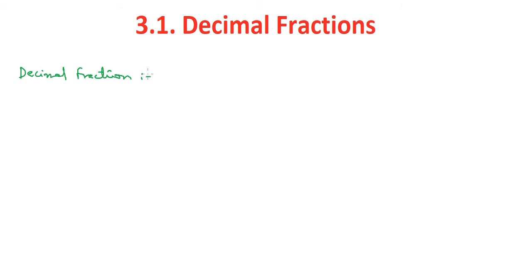Decimal fraction means fractions in which denominators are powers of 10 are known as decimal fractions. So let us take some examples here. 1 by 10 is equal to 0.1. So this is called a decimal fraction. Or 7 by 100 is equal to 0.07. This is also called a decimal fraction because here the denominator is 10 to the power of 1. Here the denominator is 10 square.